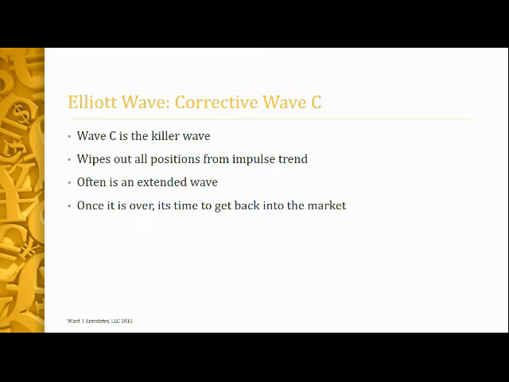Wave C is the killer wave. It wipes out all positions from impulse trends. It's often an extended wave, meaning a 5-wave. A 5-wave C correction. Once it's over, it's time to get back into the market, basically. Wave C is where a lot of the institutions will place their trades. This is where the smart money is made. This is where the smart money is placing their orders.